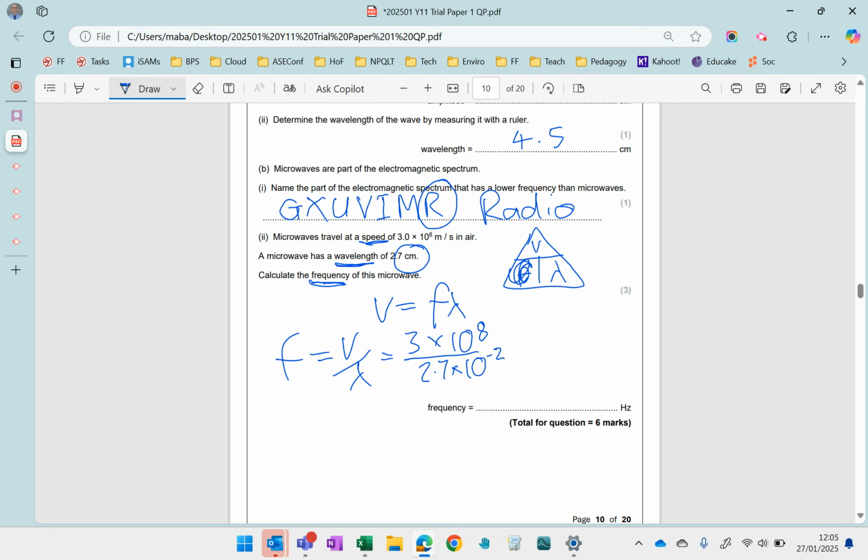Tap all of that into your calculator, and that should get you 1.1111111 and so on, times 10 to the power of 10. And that's not our best answer, because again, we're looking back at how many significant figures there are in the data. So our best answer would be 1.1, giving our answer to the same number of significant figures as the input data, times 10 to the 10 hertz.